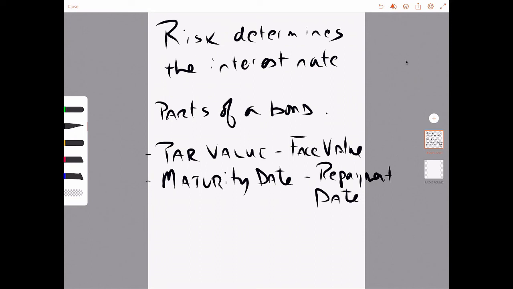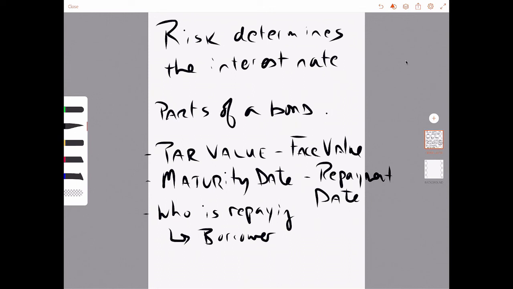The other thing that's on the face of the bond is who is doing the repaying. In other words, this is who the borrower is. So you have the face value, what you get repaid, the maturity date when you get repaid, and the borrower's name, which is who is going to do the repaying. But notice what's not there.